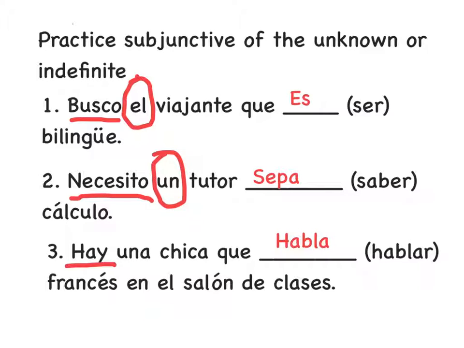Okay. And it doesn't matter that we have an indefinite article in this sentence, that we have una. Okay. Why? Because the verb hay tells me that she exists. Hay una chica. There is a girl that speaks French in the classroom.